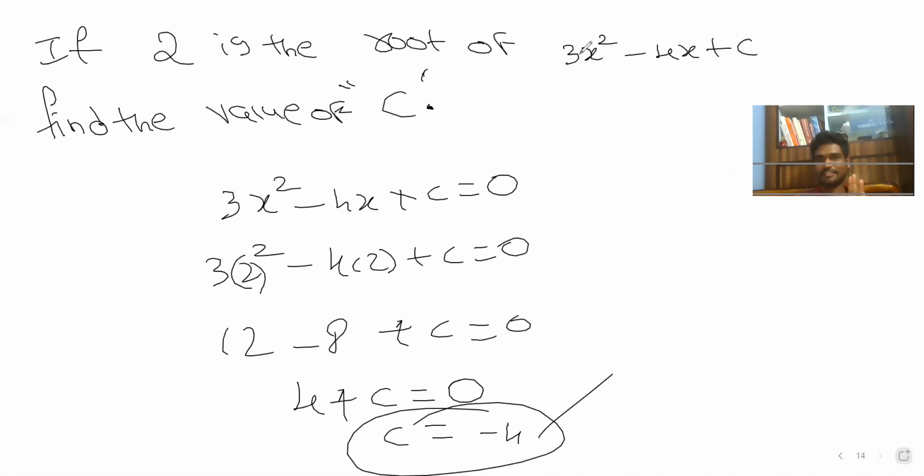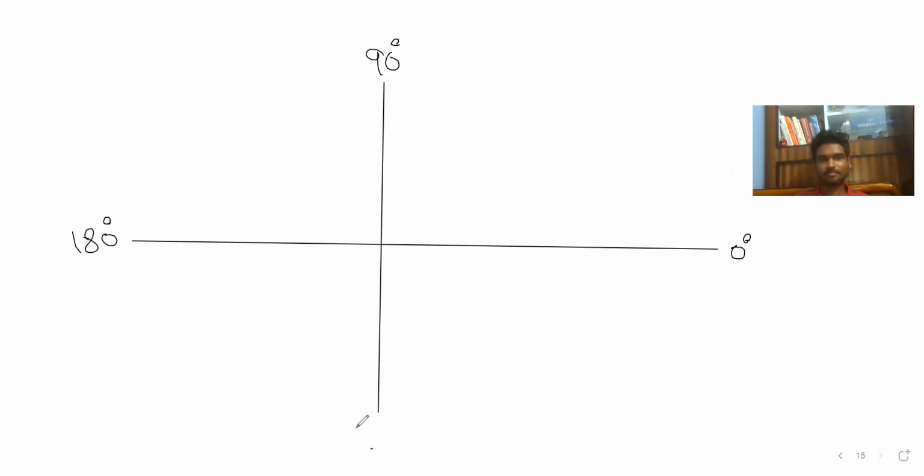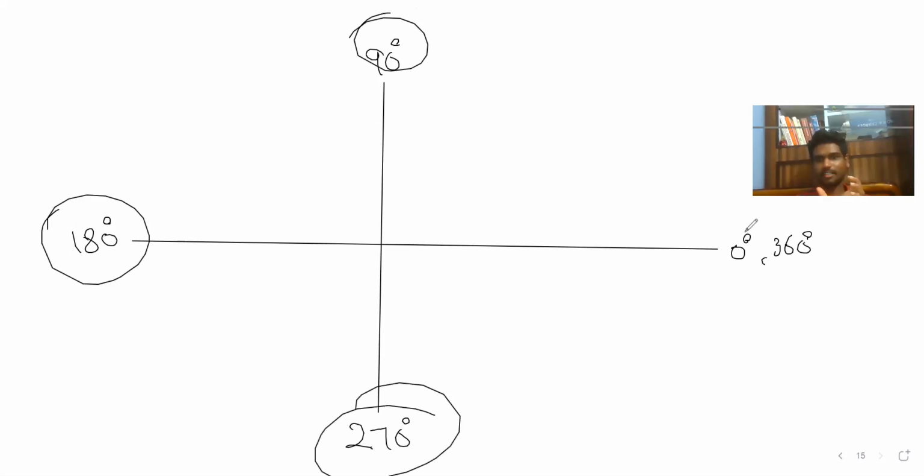Here you have the quadrant axes, right? These are the quadrants. This is 0 degree, this is 90 degree, that is 180 and that is 270. Again, it is 360, right? Means you have to divide the angles only in terms of these, not any other value.